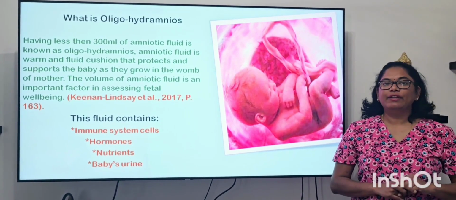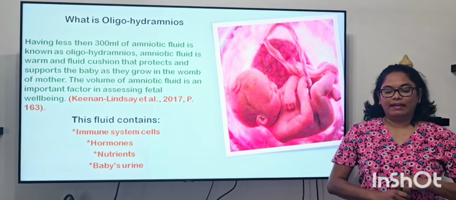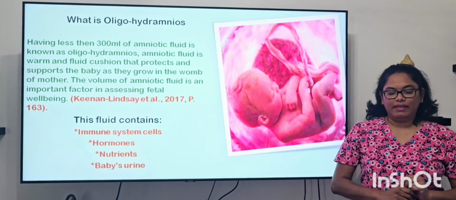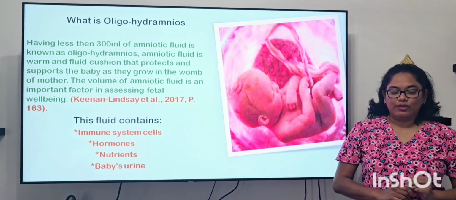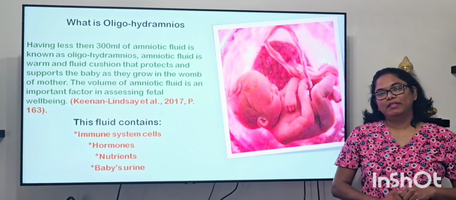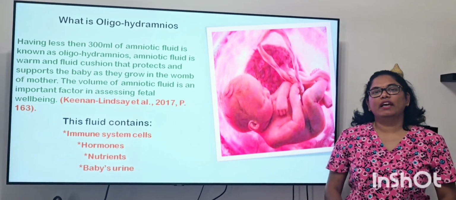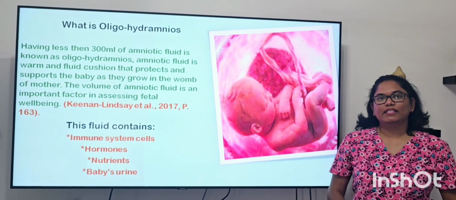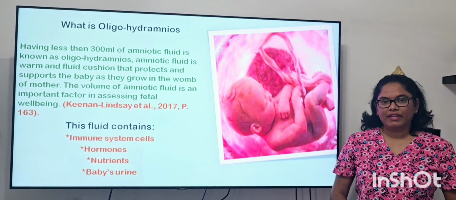The volume of amniotic fluid is an important factor in assessing fetal well-being. This fluid also contains immune system cells, hormones, nutrients, and the baby's urine. This information I found in our Perry Maternal and Child 5th edition textbook.